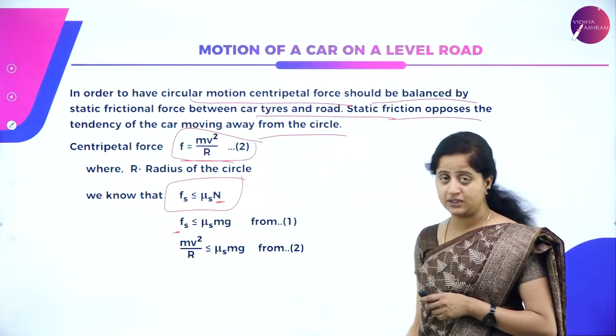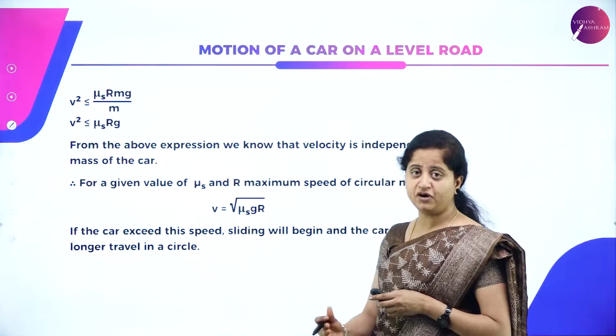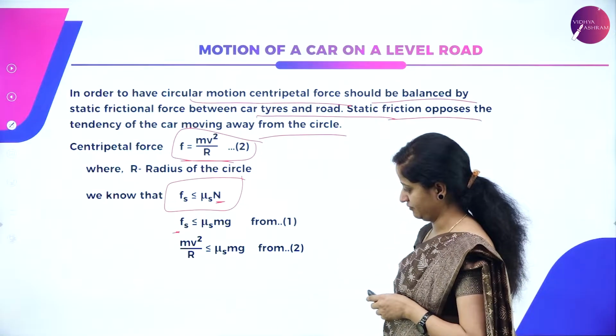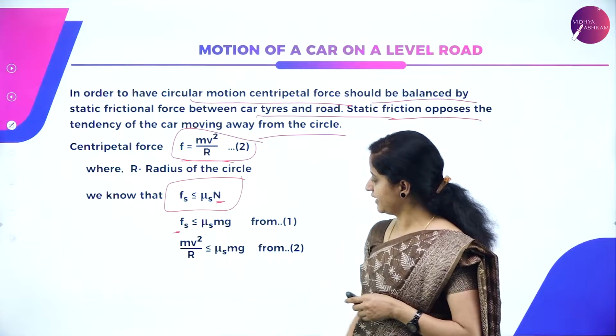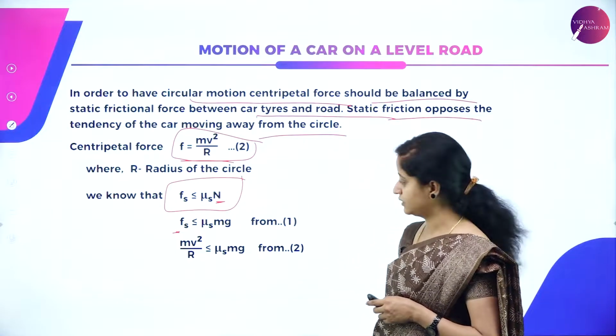Now we have got these two equations. Let us now simplify for velocity. Look at this expression carefully. Here we have mv square divided by r, which is less than or equal to mu s into mg.